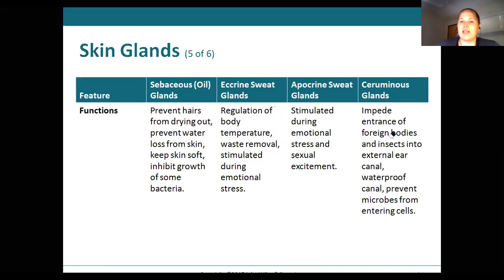And the ceruminous gland impedes entrance of foreign bodies into the ear. So again, earwax is not always necessarily a bad thing. It's protecting your ear from the external environment, keeping water out, preventing microbes from entering. But too much earwax can be a bad thing. But again, earwax does provide a nice waxy protective layer for your ear canal, especially since it's interacting with the outside environment.